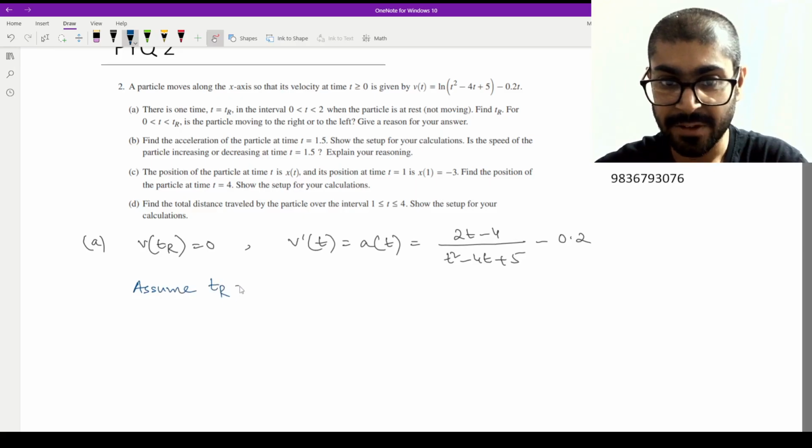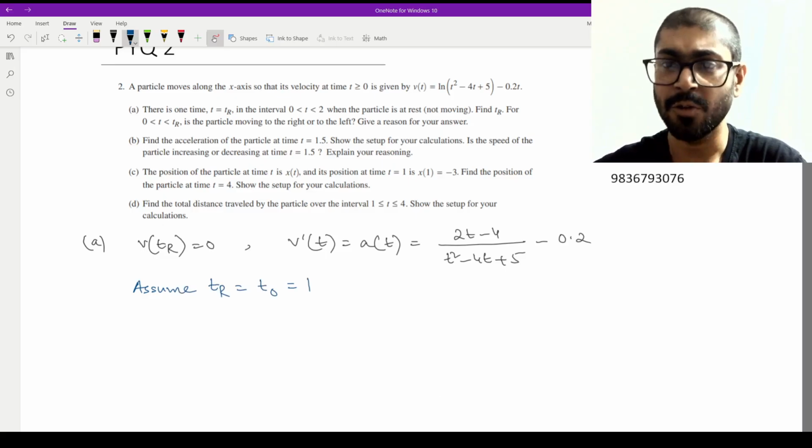Assume t0, the initial guess, equal to 1. Why am I assuming this to be 1? Why not 1.1? Why not 1.2? Because I am looking into the interval of 0 to 2, right? The most common value between 0 and 2 is 1.